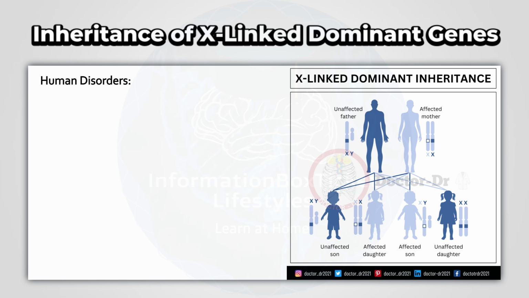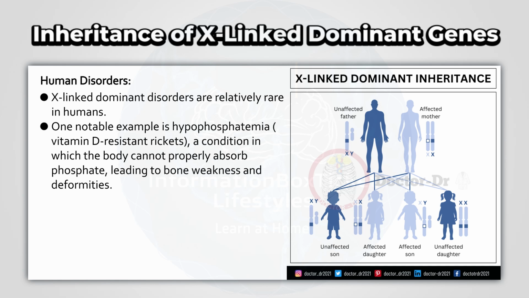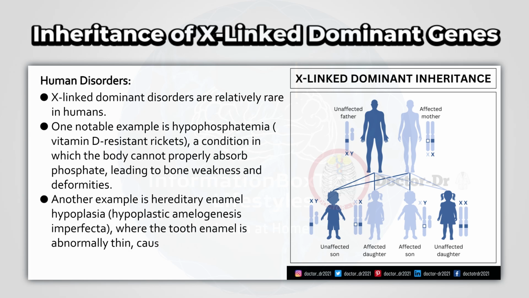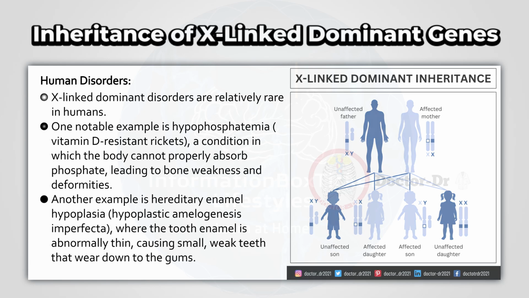Human disorders. X-linked dominant disorders are relatively rare in humans. One notable example is hypophosphatemia, vitamin D-resistant rickets, a condition in which the body cannot properly absorb phosphate, leading to bone weakness and deformities. Another example is hereditary enamel hypoplasia, hypoplastic amelogenesis imperfecta, where the tooth enamel is abnormally thin, causing small, weak teeth that wear down to the gums.